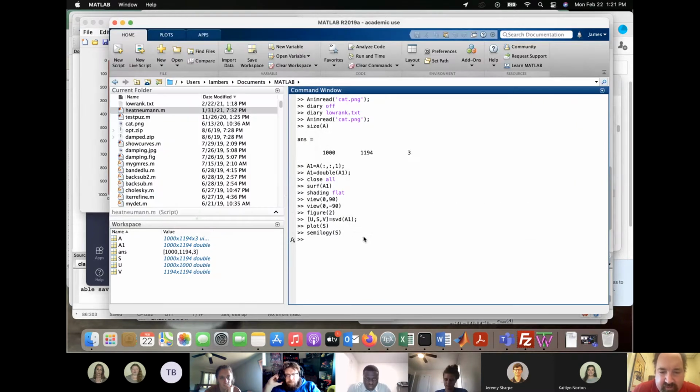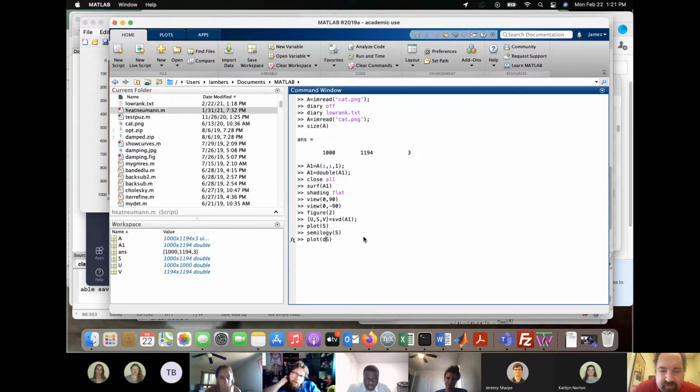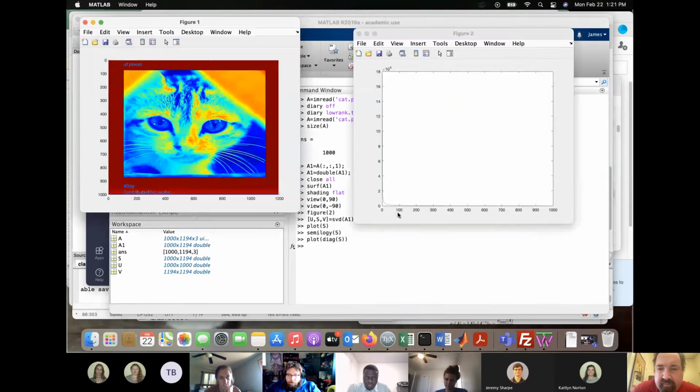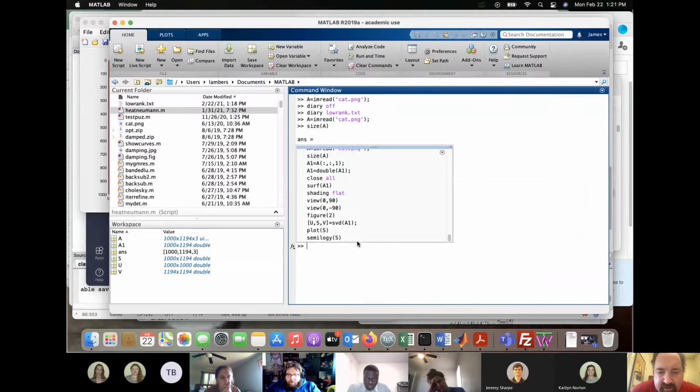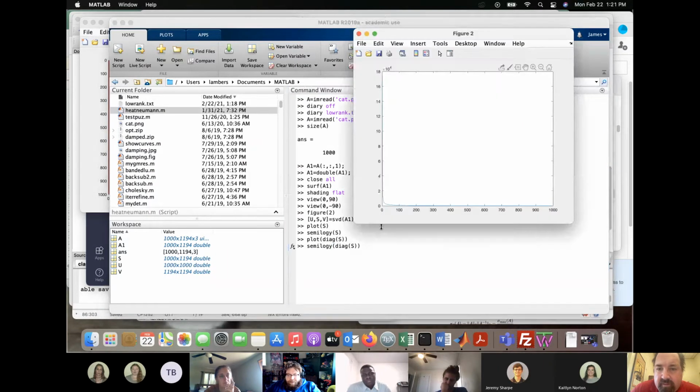Oh, I goofed here. S is a diagonal matrix. I actually want the diagonal of S. Yeah, here it's still, again, it tails off rapidly. So now I'm going to do log of a diagonal.